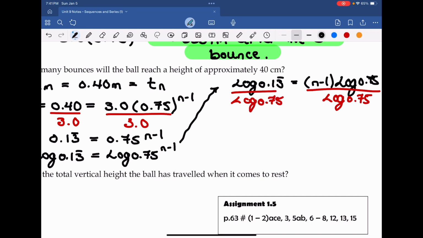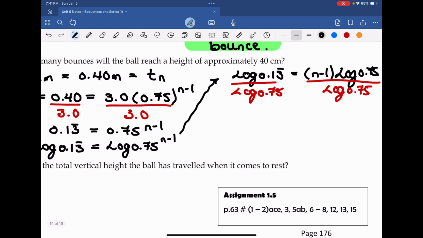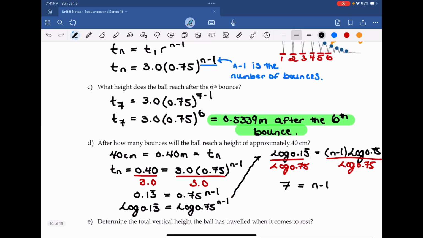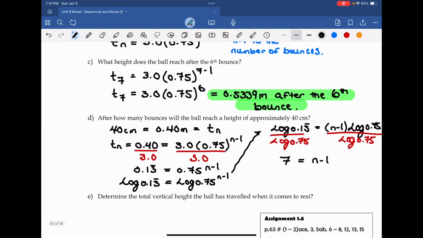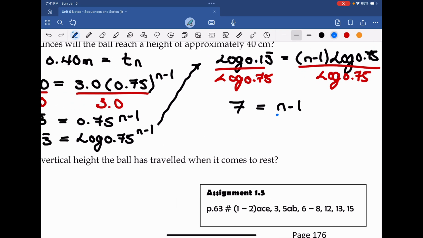And then in our calculators, if we actually calculate this value, log 0.13 repeated divided by log 0.75 is equal to 7, which is equal to n minus 1. Now, some of you would be very quick to jump on this and be like, oh, we plus 1 to the other side and n equals 8, and yay, we got our answer. But remember what we said, and we defined this as originally. The n minus 1 is the number of bounces. And so they're saying, after how many bounces will it reach that height? The n minus 1 is the number of bounces. I highly recommend you annotate that here. This is the number of bounces.